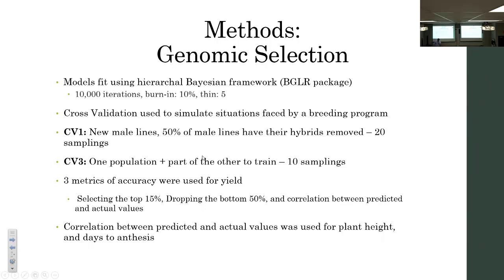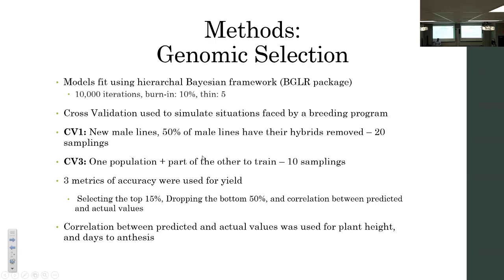CV3, the other cross-validation scheme, would be simulating that we've made all the test crosses with one of our populations. We want to know, can we use all of those test cross data plus part of one of the other populations, so just a small subset of another population, to predict the rest of that population that we only have a small subset of. So these are both pretty realistic ways of cutting down the workload of making test crosses to evaluate this material.